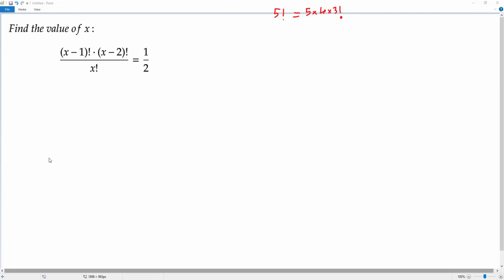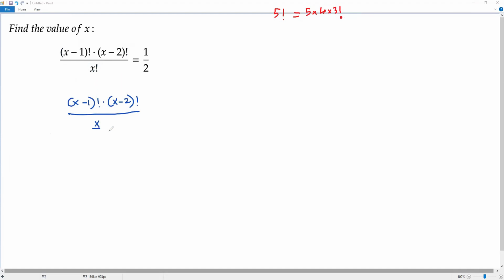Now let's come to the equation we have over here. Let me write the numerator as it is: (x-1)! times (x-2)! divided by x!. To evaluate x factorial, we have to write x and every positive integer less than x up to 1, and multiply them all.